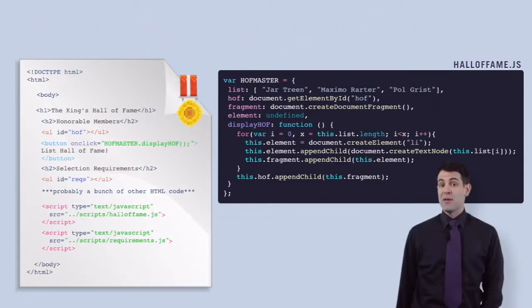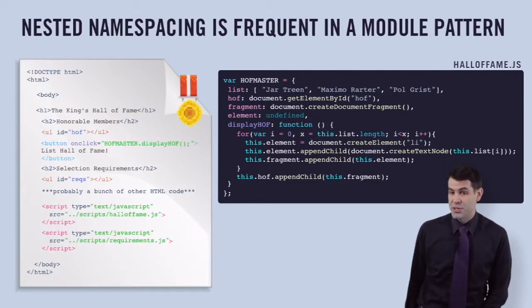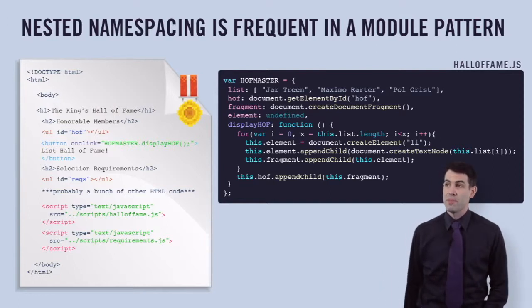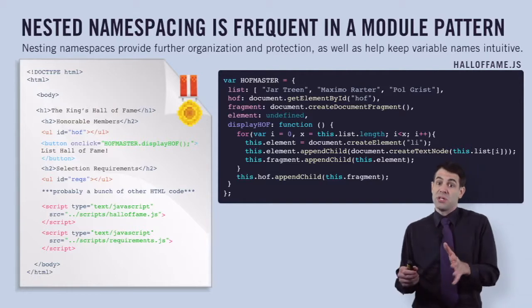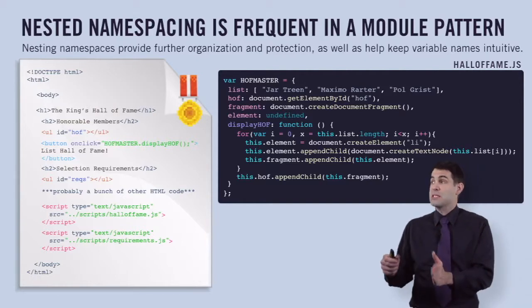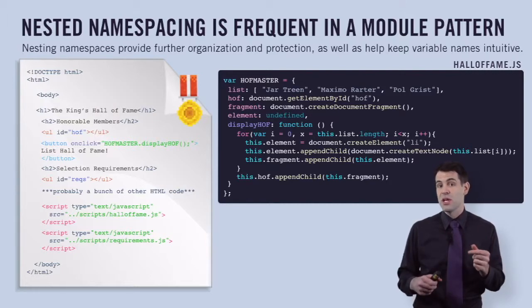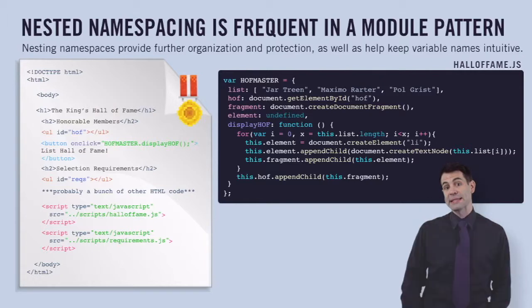Another thing to note about namespaces that's cool is that nested namespacing is very frequent in JavaScript, and especially in a module pattern, more of which we'll be discussing as the sections move forward in this level. Now, nesting namespaces provides even further organization, even further grouping and protection, as well as keeping the variable names very intuitive if you need them to be. This means that you could have multiple list variables inside of multiple namespaces without each impacting the other.